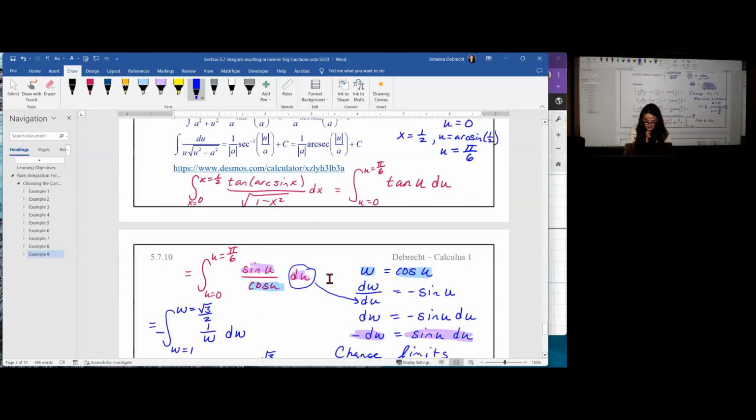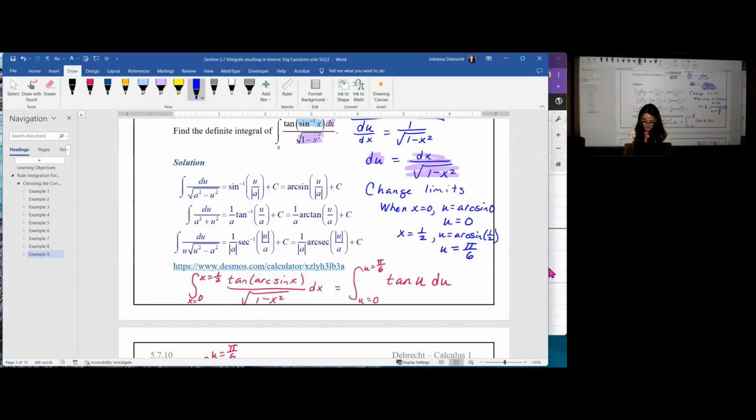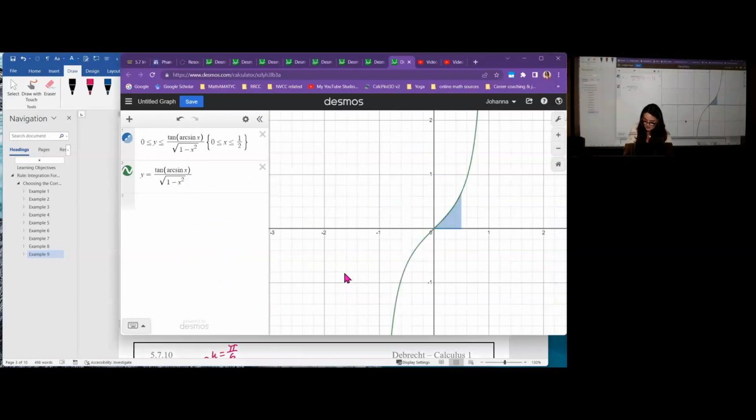And I'm not sure, but did I give one? I did. Here it is. So when you look at this one, you can see our original function, the tangent of arcsine of x divided by the radical of 1 minus x squared between 0 and 1/2. This area that's represented here is the natural log of 2 minus 1/2 the natural log of 3 squared units.